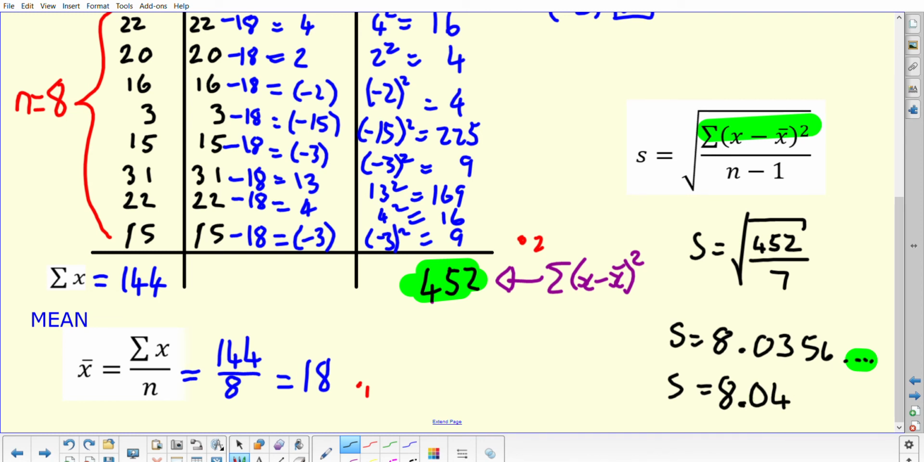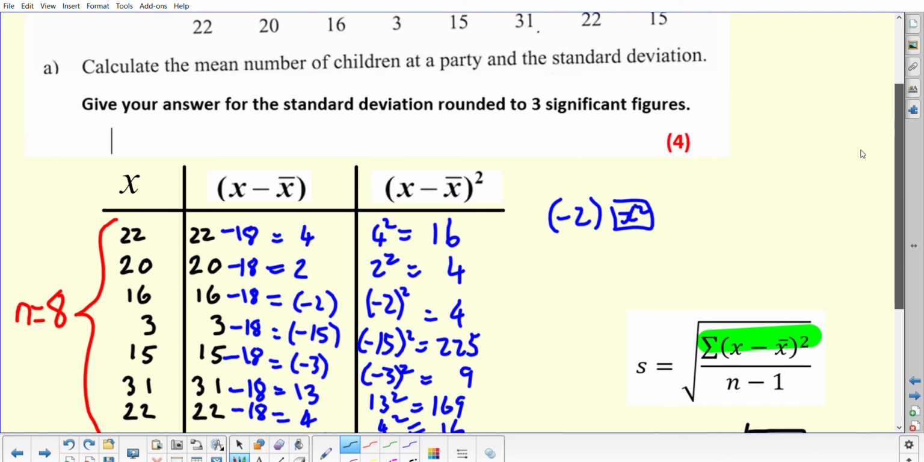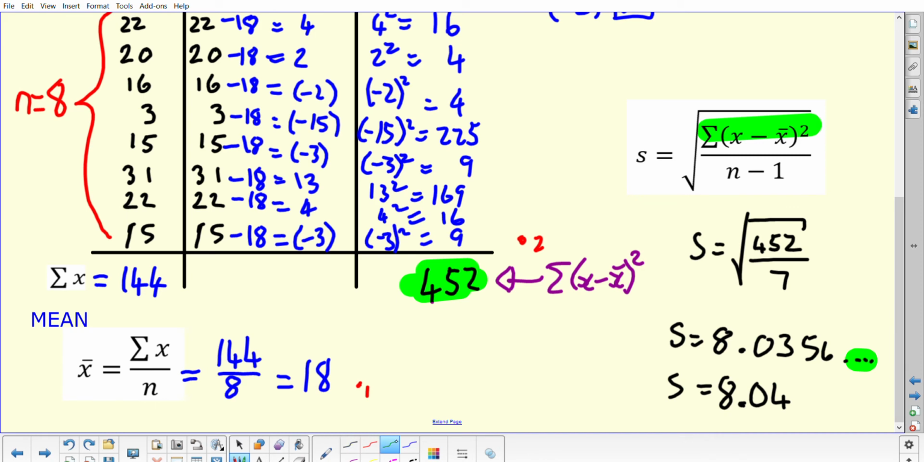So in this case, you were particularly told that you needed to round to 3 significant figures. If it doesn't tell you, then it's 1, 2 or 3 decimal places. So 3 significant figures, 1, 2, 3 means that the 5 here makes the 3 go up, and that's why it would become 8.04 to 3 significant figures. So that's the first bit, and that's how to get your fourth mark. The third mark is this here. The fourth mark is these last two values. You need to state the unrounded and the rounded number.